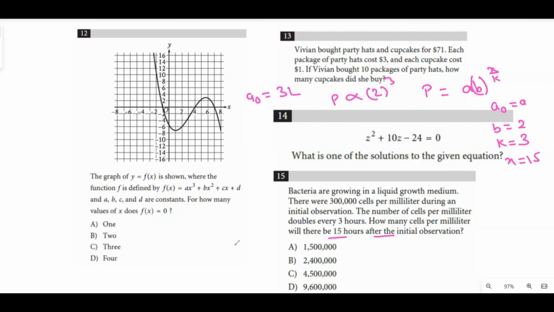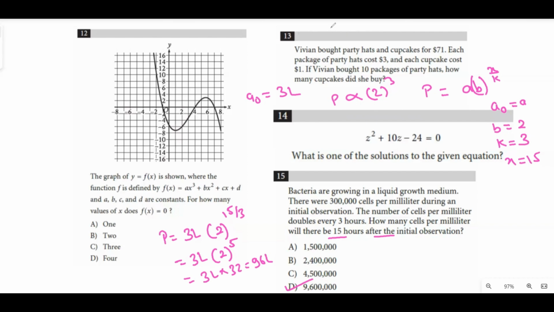Now, if I put in all the values, my P will come out to be 3 lakh times the bracket 2 with whole power 15 by 3. That will come out to be 3 lakh times 2 to the power 5. 2 to the power 5 is nothing but 32. 32 into 3 will come out to be 96 lakh. That means option number D is my correct answer. Again, a very easy question, not difficult, simple calculation required, and even now you have a calculator as well.